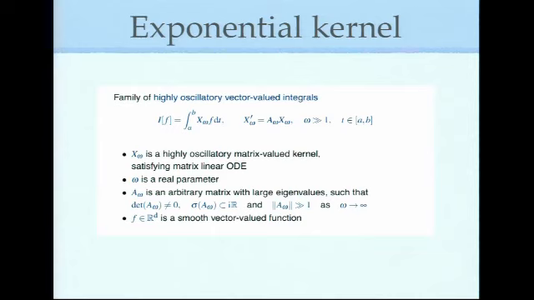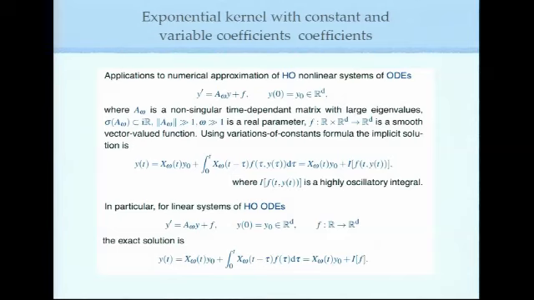The following slide will present the family of highly oscillatory vector valued integrals, where we will consider the following product. X omega is a matrix valued kernel, and f is a vector valued function. X omega satisfies the following matrix ODE. Omega is still a parameter, and we assume that A is invertible and has pure imaginary spectrum. So in this case, we will apply this.